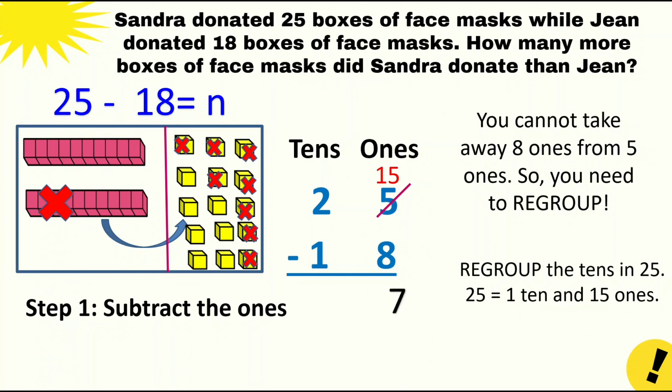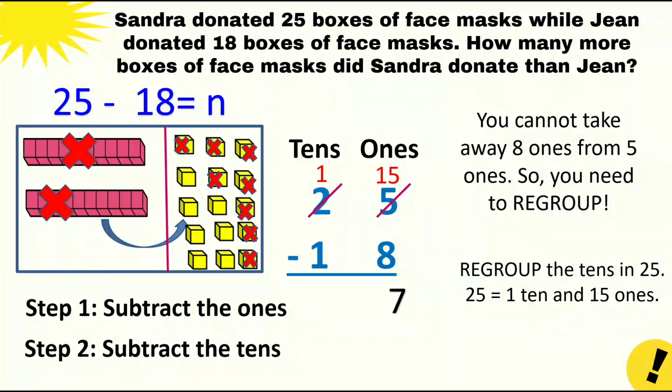So next, we will subtract the tens now. So your 2 tens will become 1 ten, right? Because we gave 1 ten to the ones group. So 1 minus 1, let's remove another 1 ten. 0, right? You don't need to put down 0. So what's the answer? 7, right? 7 more boxes of face masks. Alright, so Sandra donated 7 more boxes of face masks than Jean.